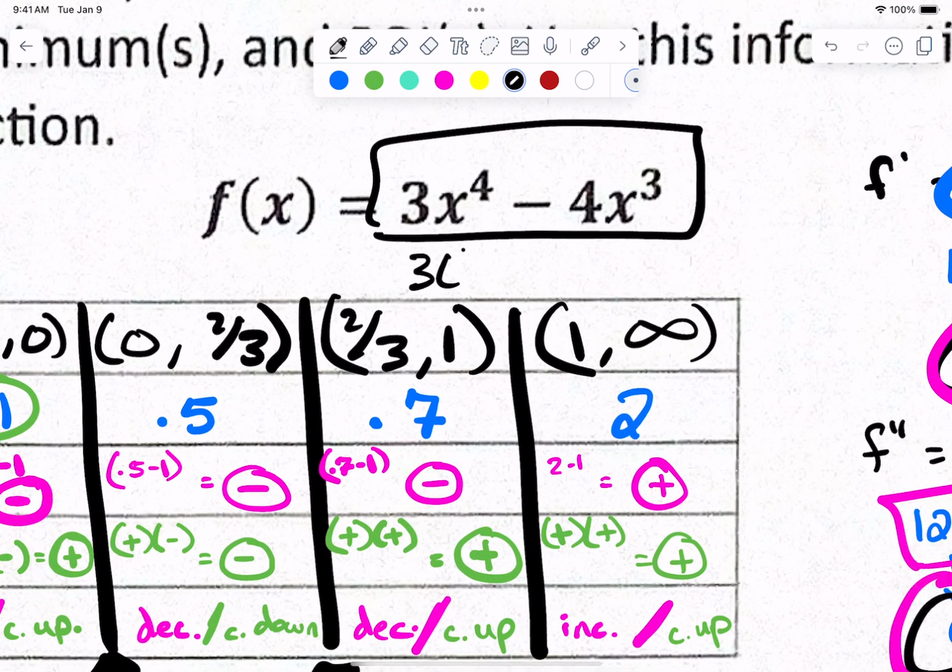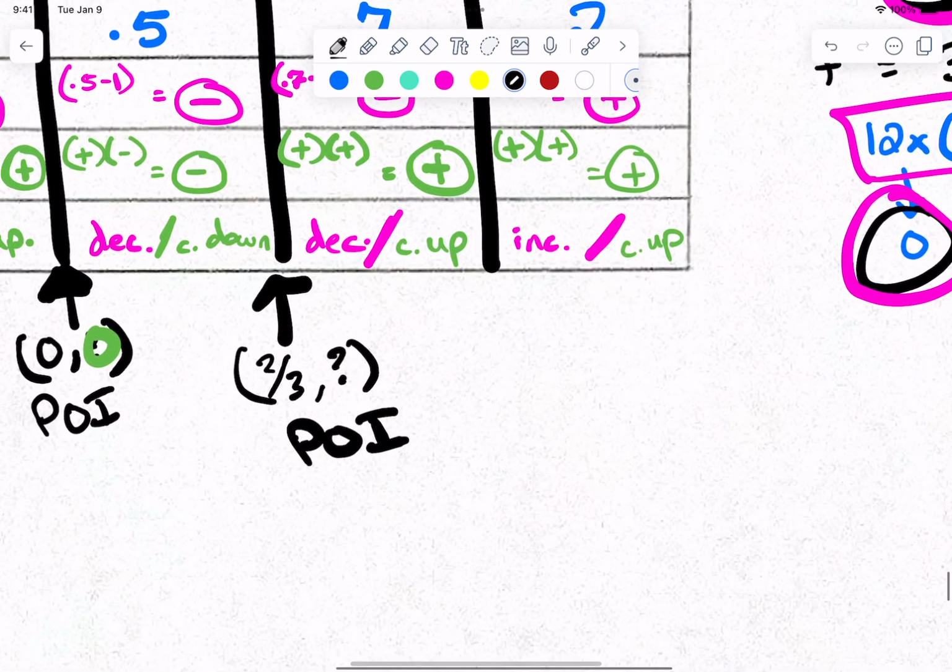3 times 2/3 to the 4th power minus 4 times 2/3 to the 3rd power. We're plugging him back into the original. Negative 0.593. That's what you got? Negative 0.593? For sure. Negative 0.593. Okay?